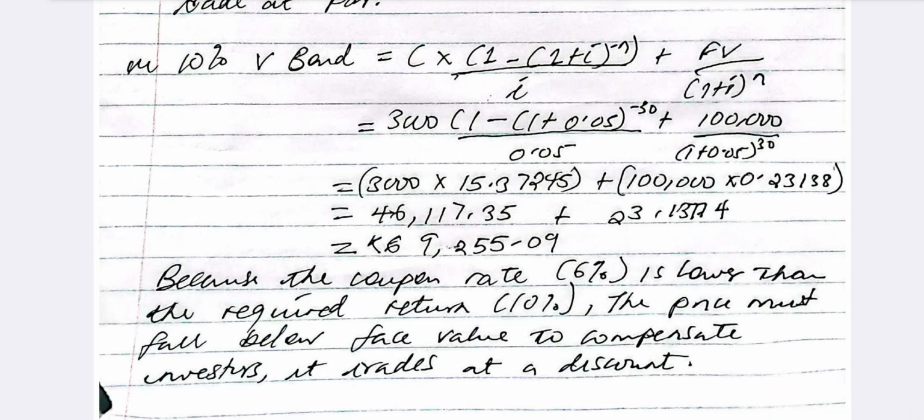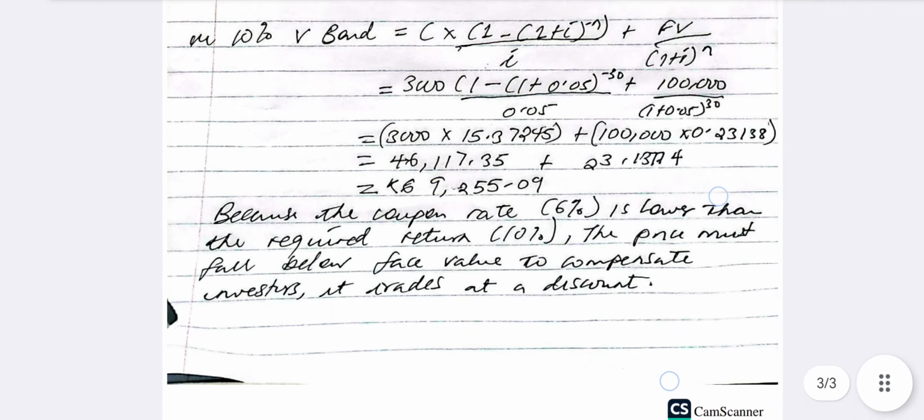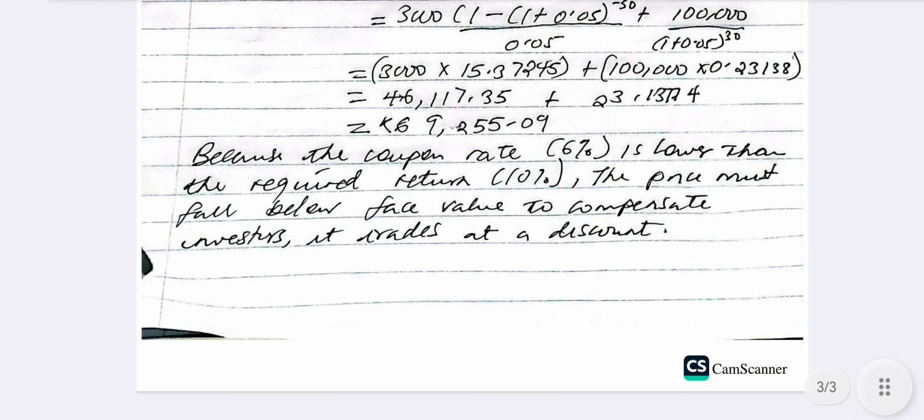Now this 69,255.09 is lower than 100,000 kwacha, and what you also see here is that the 6% is lower than the 10% rate. Because the coupon rate, which is 6%, is lower than our required return, which is 10%, it means that the price of this bond must fall below the face value in order to compensate our investors. As a result, this bond at this rate is trading at a discount. So these are the things that often show up here.